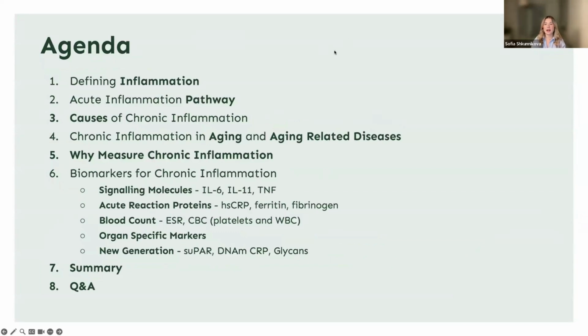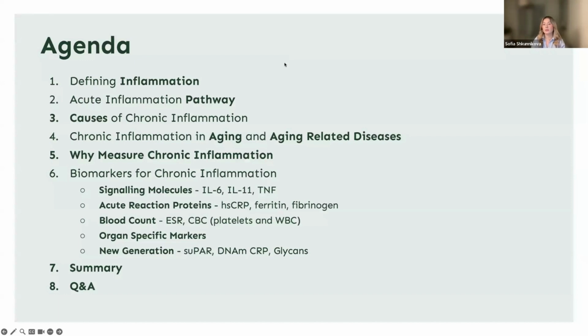We will be starting by defining inflammation as a concept, and introducing the parts of the immune system that are responsible for this inflammatory process. We will be delving into the acute inflammatory pathway, which is essential to understand when we are discussing these currently available markers. We will also be touching upon the causes of chronic inflammation and how it relates to age and age-related diseases. Additionally, we will be discussing why chronic inflammation is important in the context of longevity and prevention.